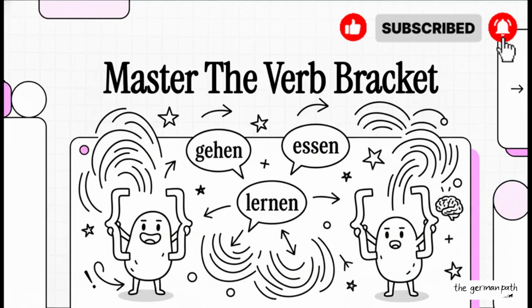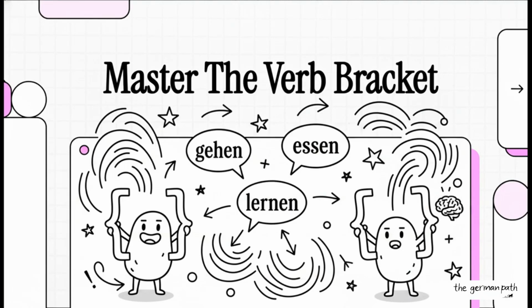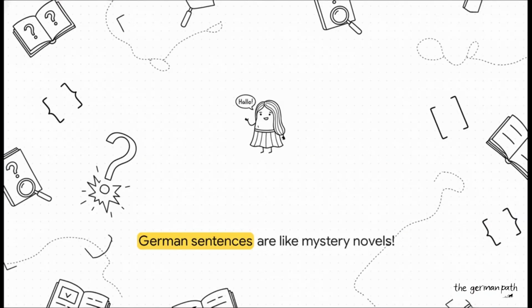I'm honestly so excited you and I are teaming up today because we're diving into something literally wild in the German language. Did you know German sentences are built like mystery novels? We kick the action verb to the end to build suspense. Today, we master the verb bracket.